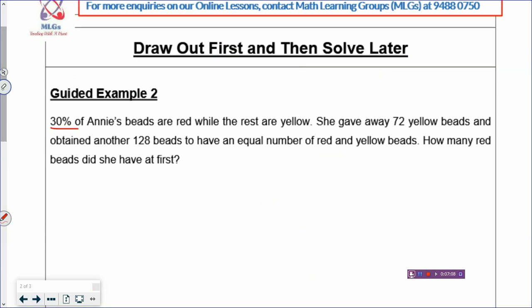Alright, so 30% of Annie's beads are red while the rest are yellow. She gave away 72 yellow beads and obtained another 128 beads to have an equal number of red and yellow beads in the end, right? Equal number in the end. How many red beads did she have at first? So this is a before and after problem.